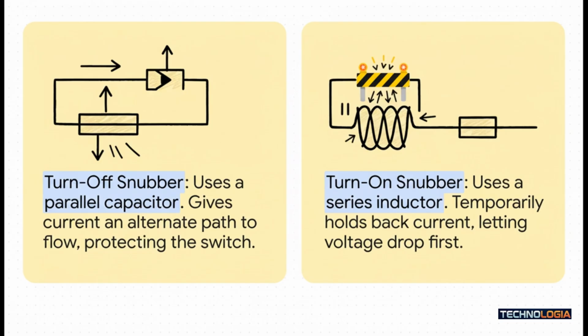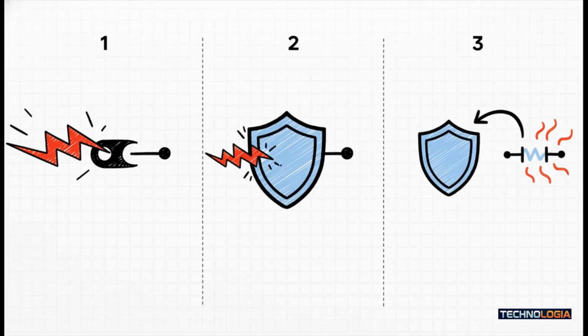Then, for turning the switch on, the strategy is different. The snubber might use an inductor, which acts kind of like a speed bump for electricity, just holding the current back for a moment. But in both cases, the goal is exactly the same: prevent that voltage and current from overlapping. But, and this is a really big but, this solution isn't free. There's always a trade-off in engineering.